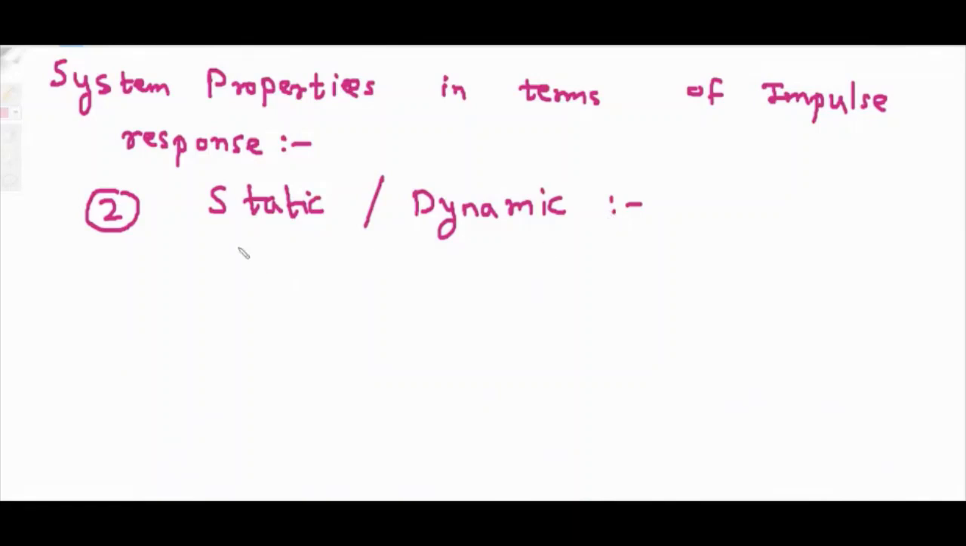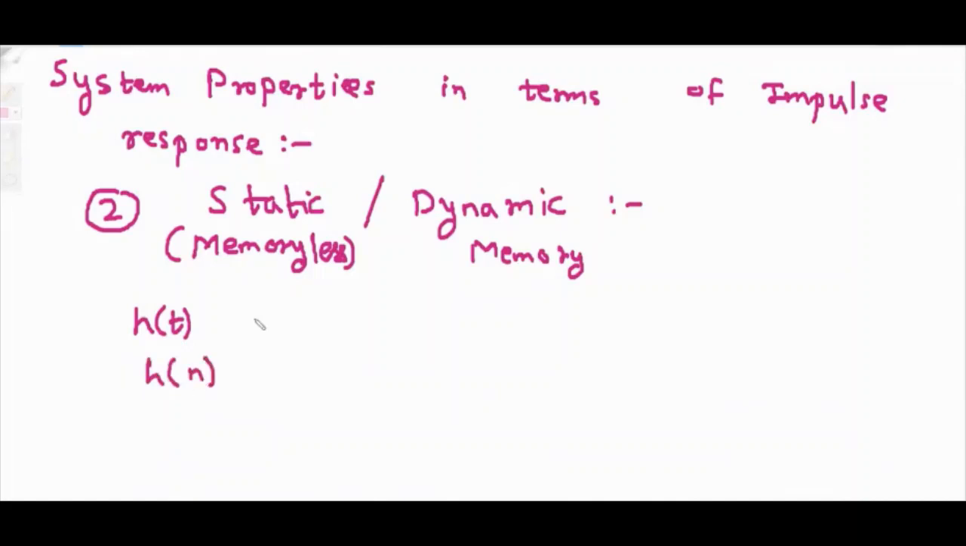Another name for static system is memoryless. And in dynamic system, output depends on past or future value of input, and it is also called as memory system. Okay. So we will be provided impulse response h of t or h of n, and from that we have to tell whether system is static or dynamic.